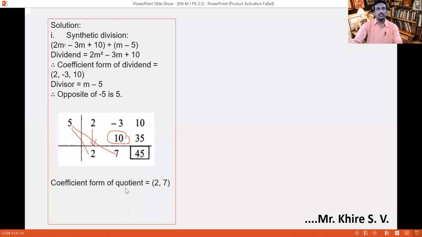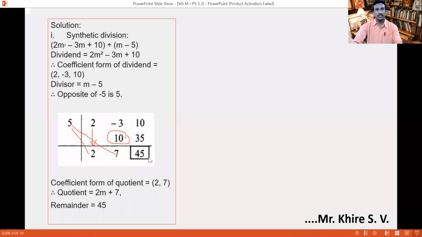These are the two coefficients. The highest power of the dividend is 2, minus 1 is 1, which means the highest power of the quotient is 1. Therefore, we can write the quotient as 2m plus 7. M is our variable in the given example, so we use m only. This is the quotient, and the remainder is the last number in the synthetic division method.